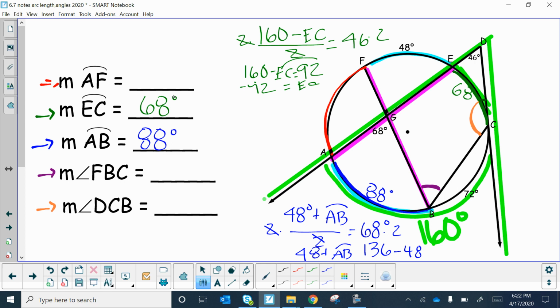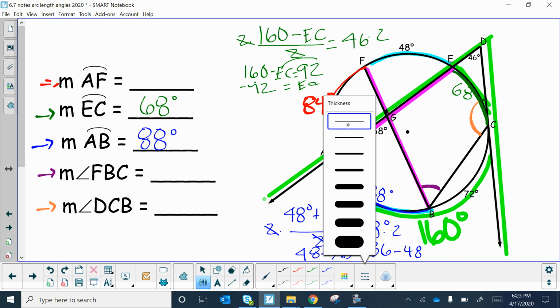Okay, I'm almost there. I should be able to get AF now because I almost know the entire circle, so I can just subtract all those arcs from 360. So let's do that one next. 360 minus 48 minus 68 minus 72 minus 88. And that leaves me with 84. So that arc out there is 84 degrees.